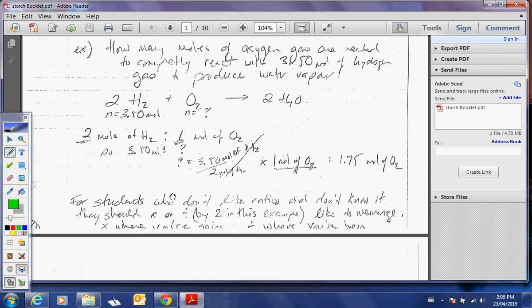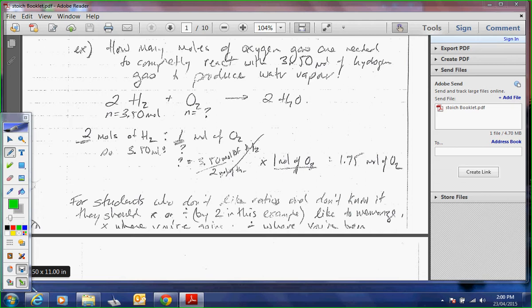Right, so question. How many moles of oxygen gas are needed to completely react with 3.50 moles of hydrogen gas to produce water vapor? How many of you from that paragraph can create that equation? I would hope everybody, but I would expect 80% of you. So oxygen gas reacts with hydrogen to produce water. Then you balance it, big 2, and you're done. That's Science 10.